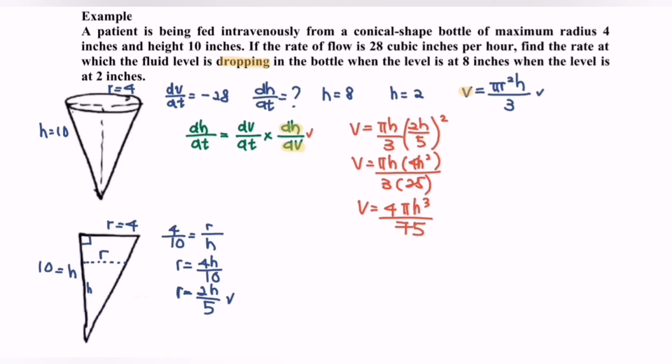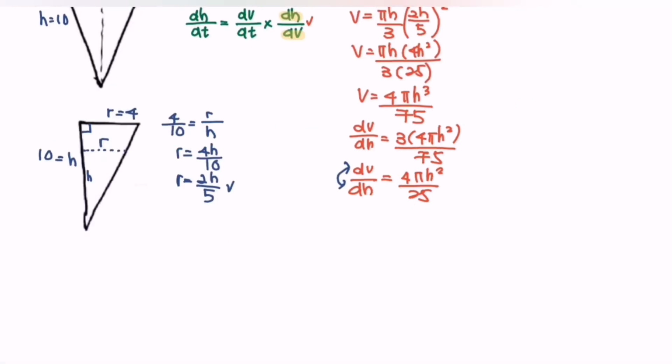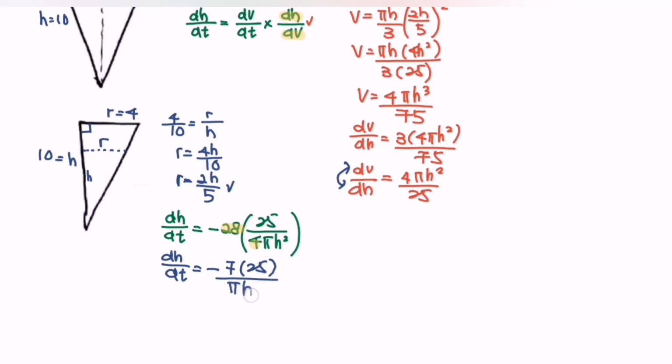Then do remember to differentiate V with respect to H. So dV/dH will be equal to 3 times 4 pi H square over 75. Simplify, 4 pi H square over 25 for the dV/dH. Before we substitute, do remember to flip it so that we have dH/dV. So now we have dH/dt is equal to dV/dt, which is negative 28, multiplied with 25 over 4 pi H square. Simplify, 28 over 4 we have 7. So dH/dt is equal to negative 7 multiplied with 25 over pi H square.